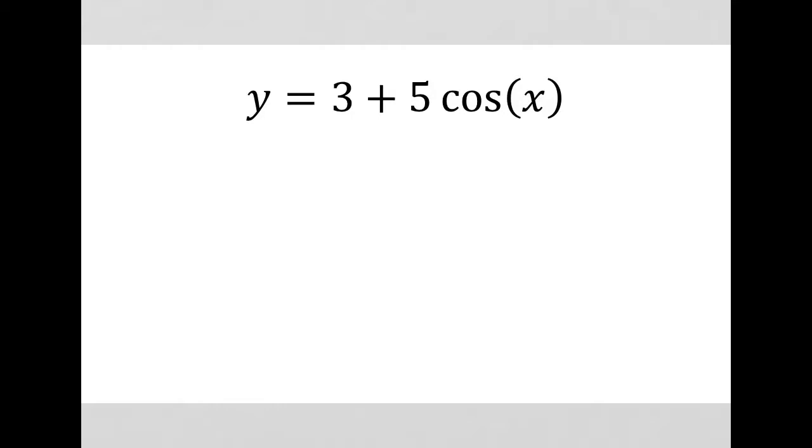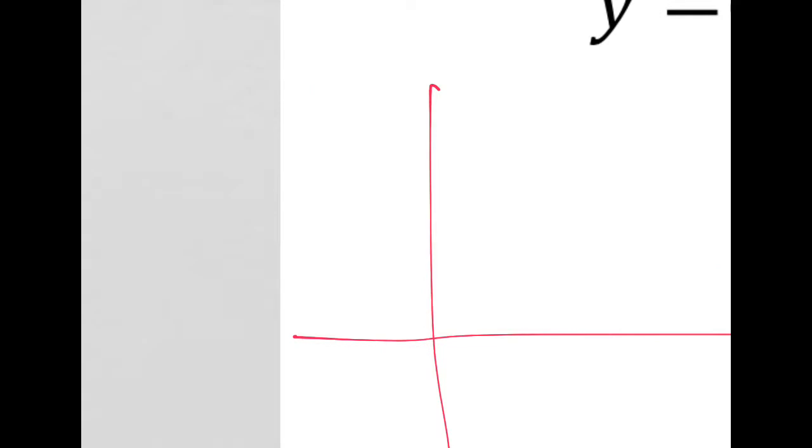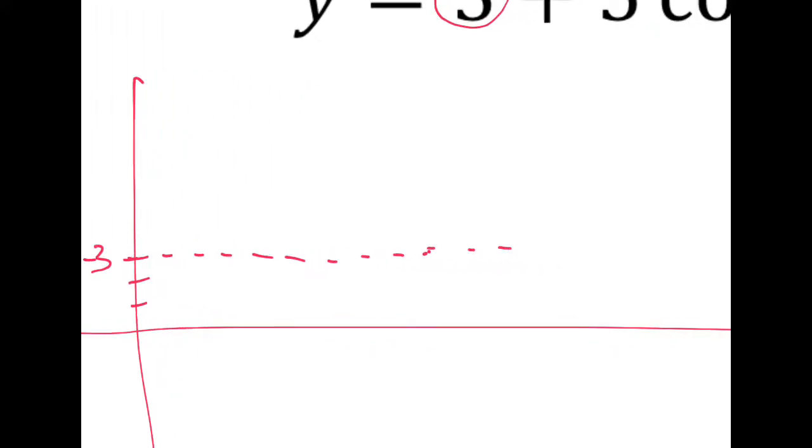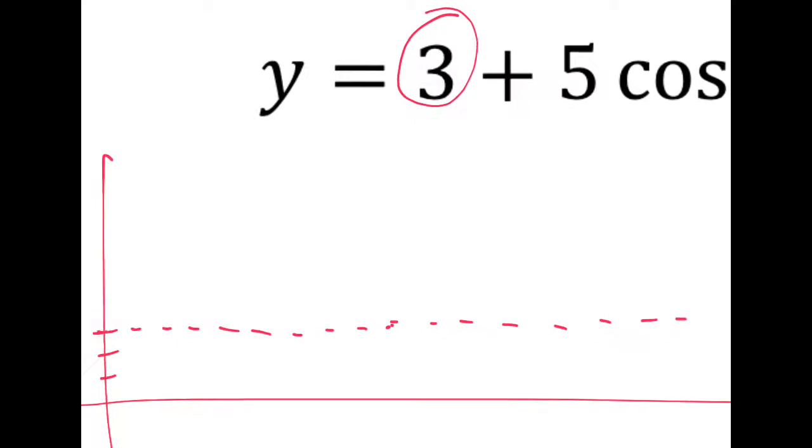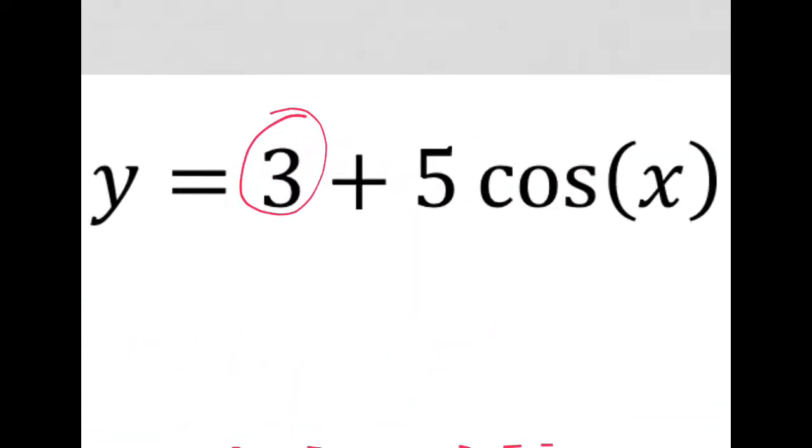Well, let's look at a couple pieces. Let's think about what that 3 does to our function. Well, we should all know by this point that that 3 is going to shift my function up 3. So what I'm going to do is I'm going to go 1, 2, 3, label that 3. I'm going to go ahead and dash in an axis of symmetry that will run down the middle of this cosine graph. And then I'm going to look at this 5 right here and ask myself, what does that do?